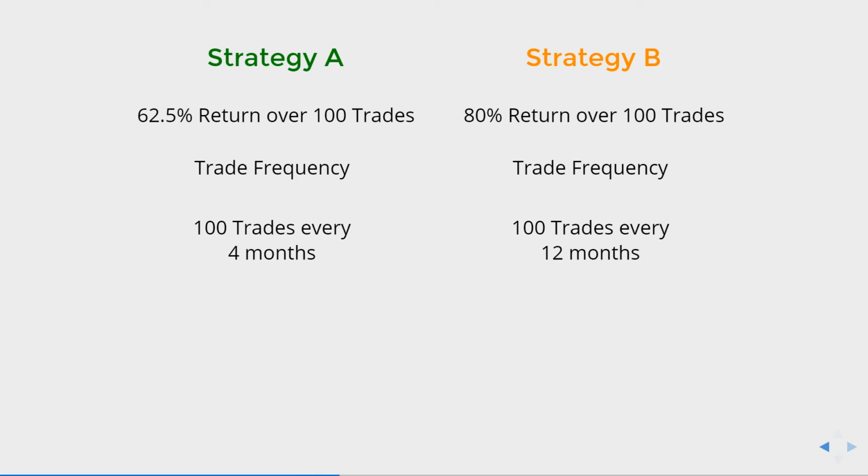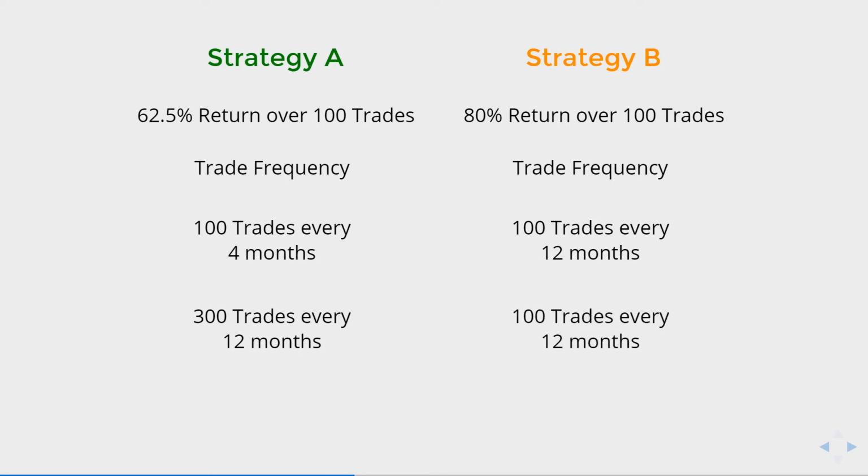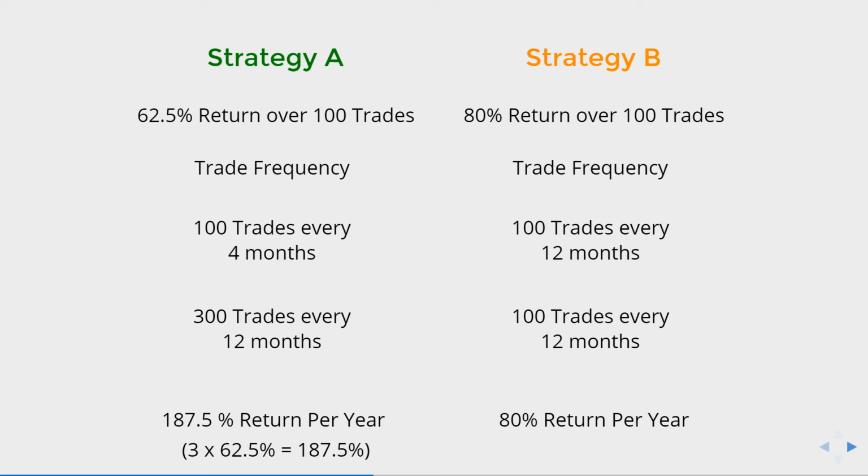Following on with our example, we know strategy A has returned 62.5% over the 100 trades, and strategy B has returned 80% when both risking 1% per trade. However, it takes 4 months to get 100 trades using strategy A, and it takes 12 months to get 100 trades using strategy B. So over the course of the year, strategy A actually returns 187.5%, as it returns 3 times the 100 trade estimate we made earlier, whereas strategy B still returns 80%, as it takes a full 12 months to get the 100 trades.